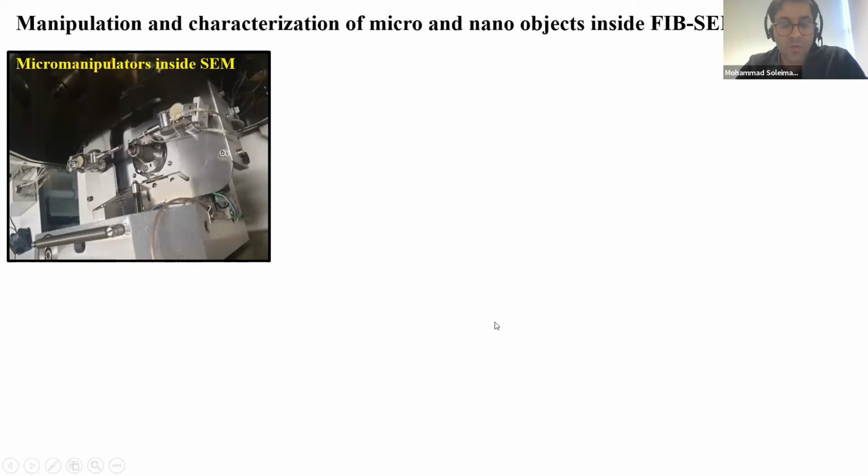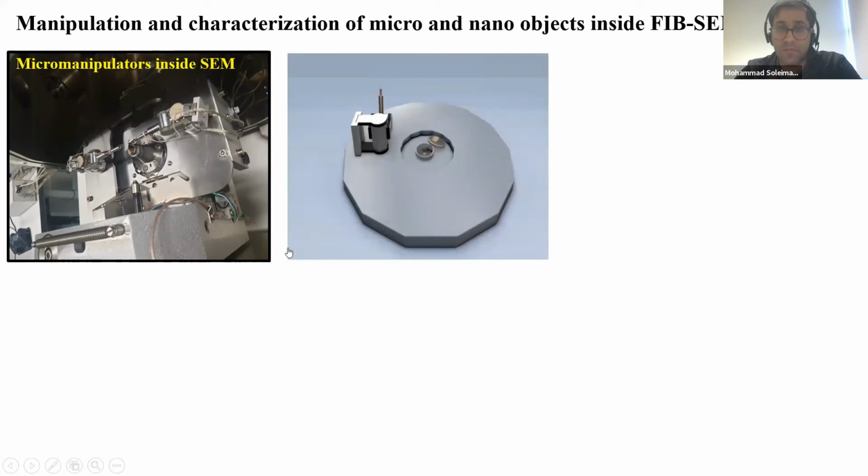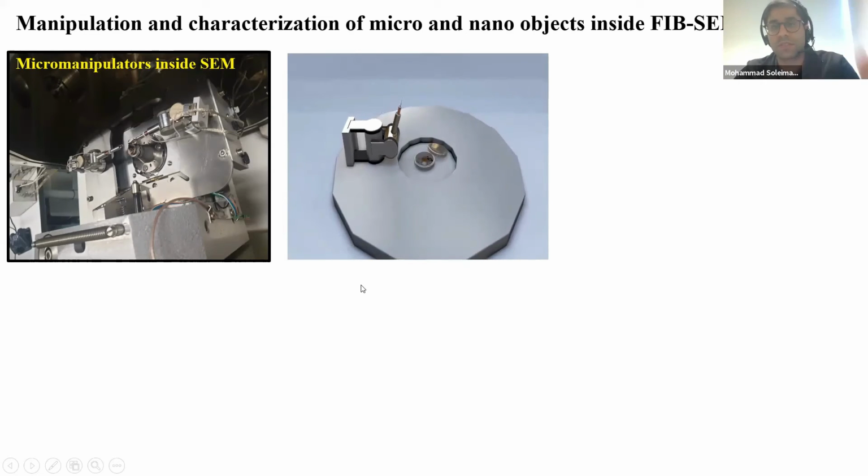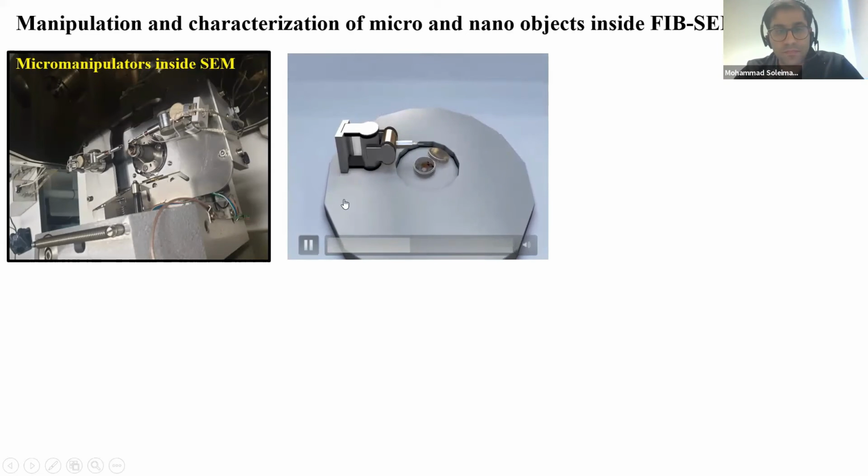But the next step of our work, we want to measure the mechanical behavior of our samples with and without aluminium. For that, we use a micromanipulator inside the microscope. We can mount them inside the SEM chamber. This micromanipulator can move in 3 axes with high positional accuracy of about 10 nanometer.